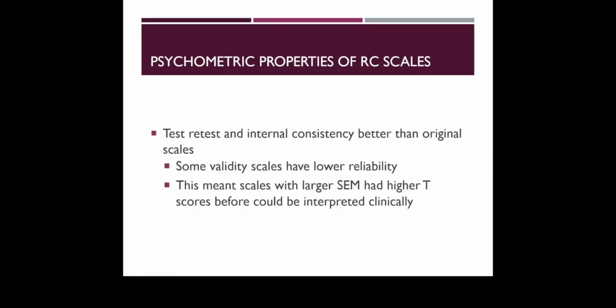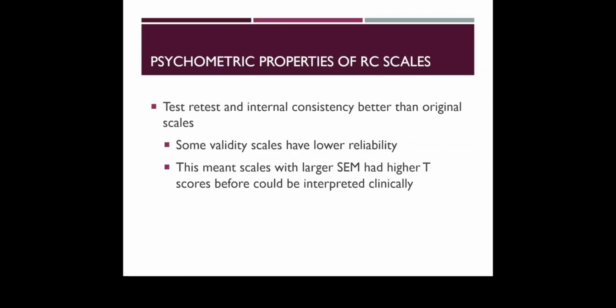And what they did find, in fact, is those RC scales had way better internal consistency, way better retest reliability than the original scales. So they were sounder from a reliability perspective. They still found, consistent with the old one, that some of the validity scales had lower reliability. And as many of you know, when you look at profile sheets, it just means you have to have a higher T score before you can interpret it clinically because they have a larger standard error of measurement.